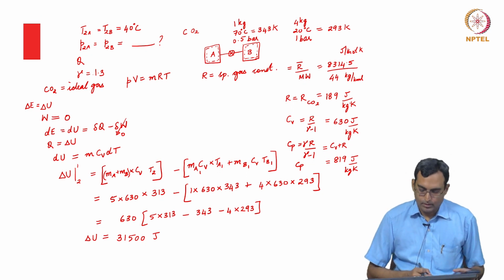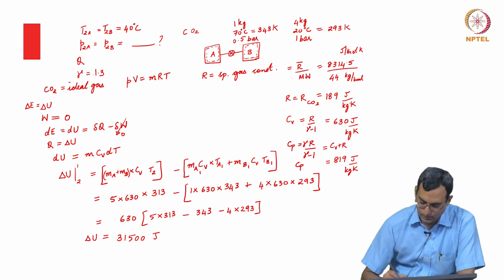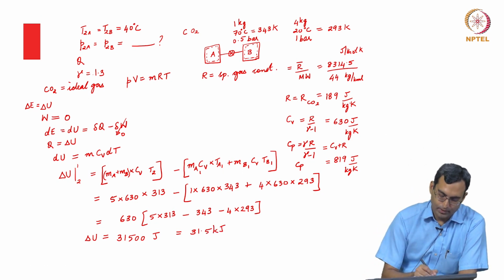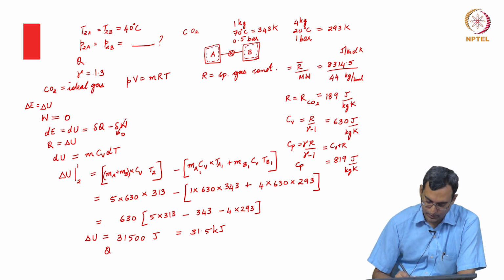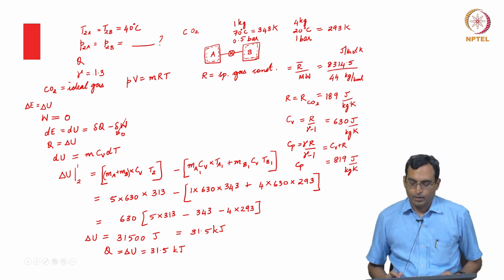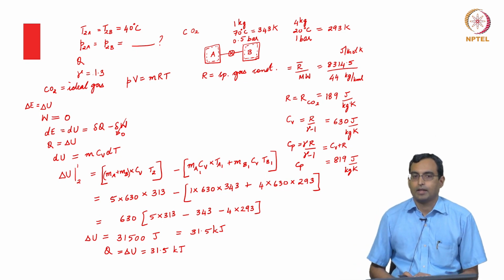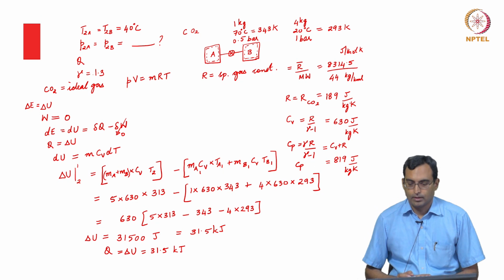Okay. So, I get this value as 31500 joule, which is essentially 31.5 kilojoule. And from here I have that the heat transfer, which is what I was looking for, is equal to this, that is also 31.5 kilojoule. So, this value is positive, which means that heat must be entering this system of A plus B when the mixing is going on. So, that is essentially what we see.